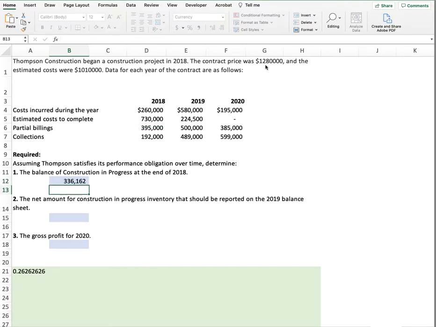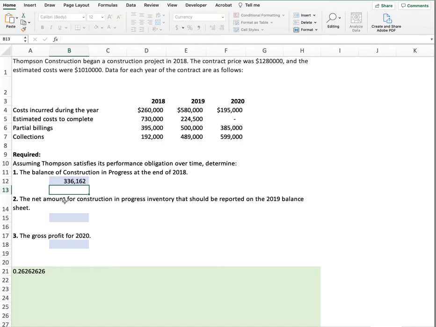And so as of the end of 2018, the balance of the construction in progress is $336,162. And that's because when we looked at the cost incurred and we divided it by the total cost of the project, that gave us 26%. And so right now, 26% of this $1,280,000 can be considered where we're at as the construction in progress.